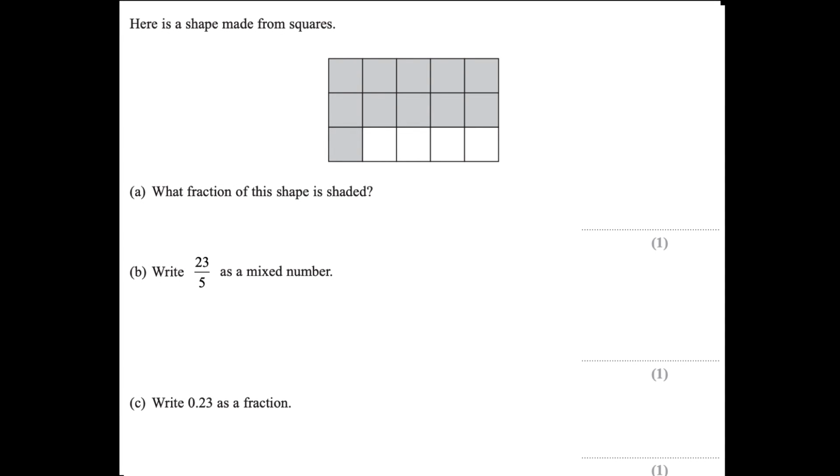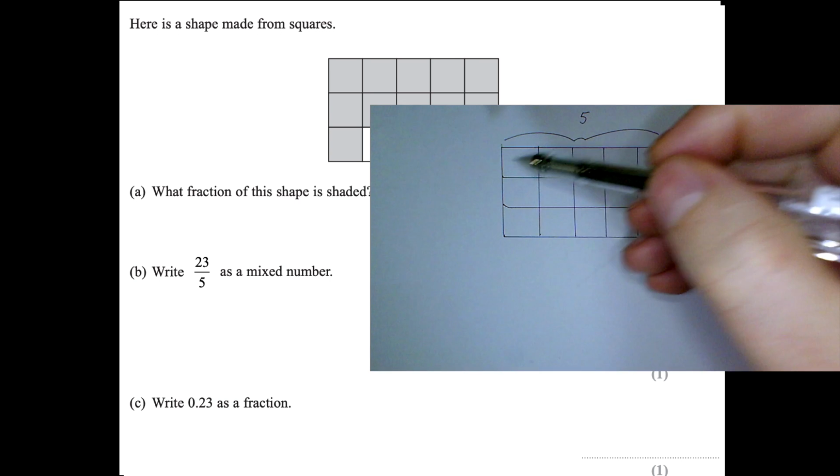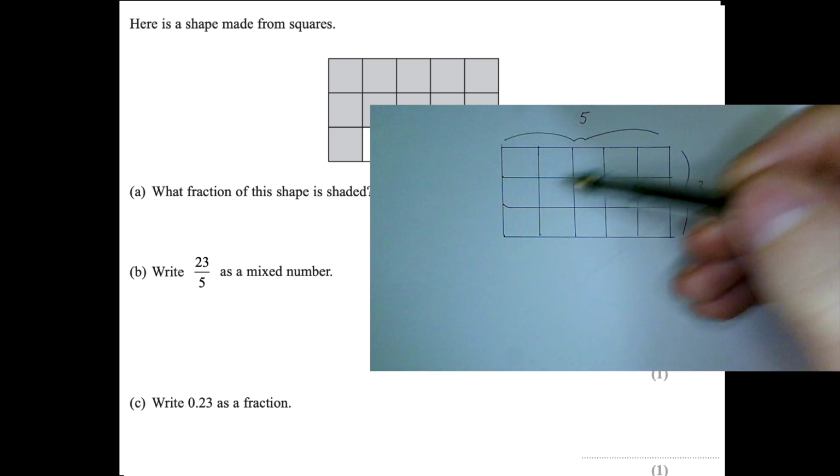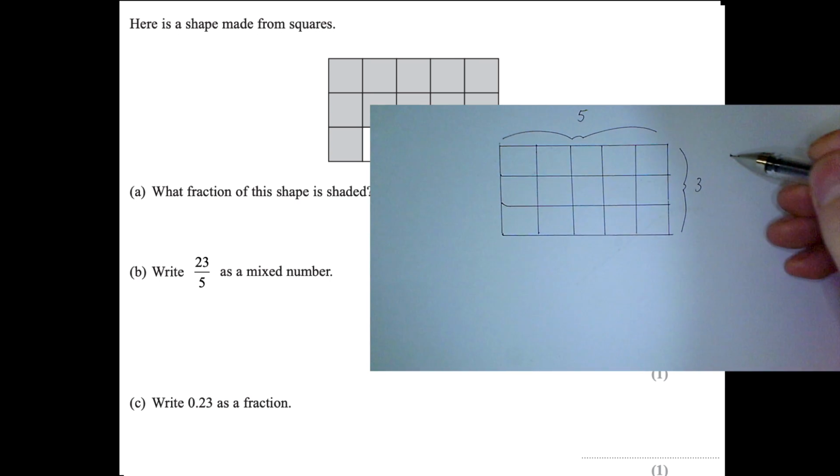Okay, so here we have a fractions question. All the fractions are divisions, of course. So look how I'm going to draw out those squares. You can see I've got 5 along the top and 3 down. So I've got 15 squares. So this answer is going to be out of 15, isn't it?